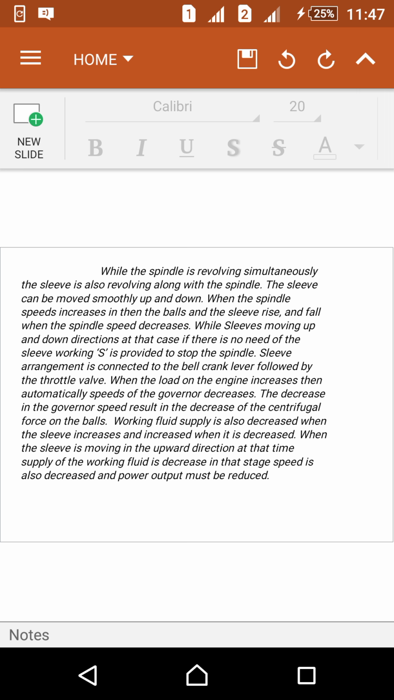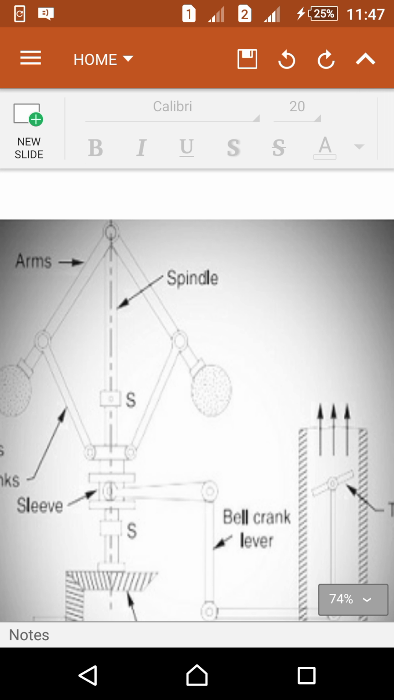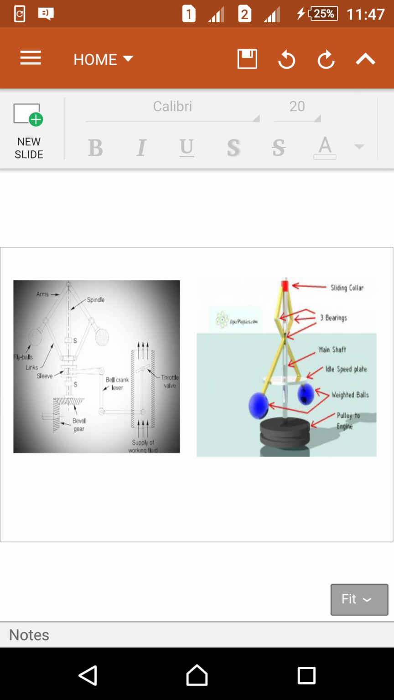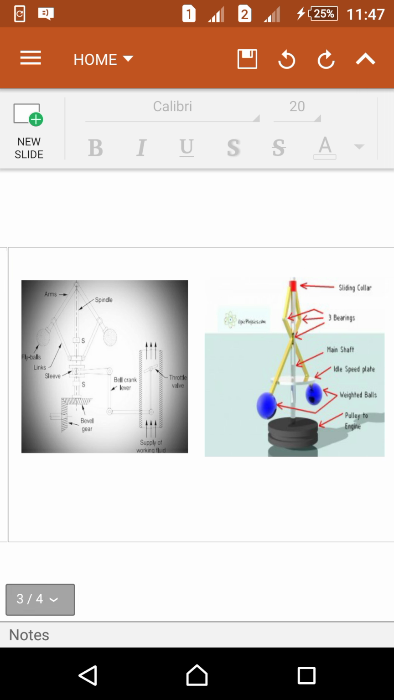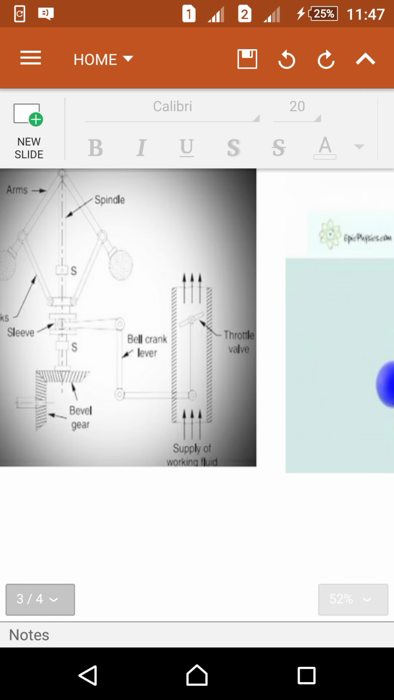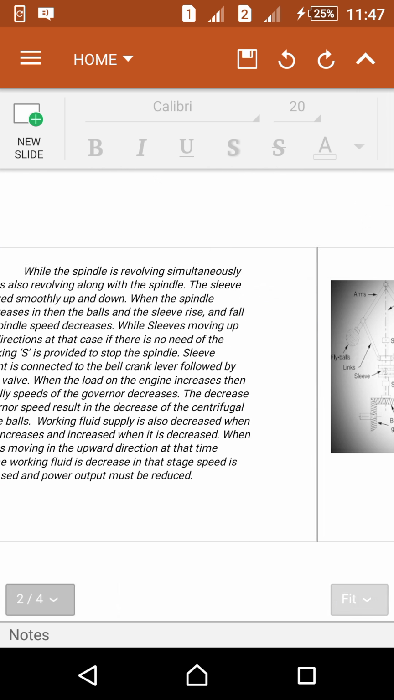The sleeve can be moved smoothly up and down. When the spindle speed increases, the balls and the sleeve rise, rotating at high speed, and fall when the spindle speed decreases. When the spindle speed decreases, the arms rotate slowly and the speed is controlled by the spindle, high or low. Next one.